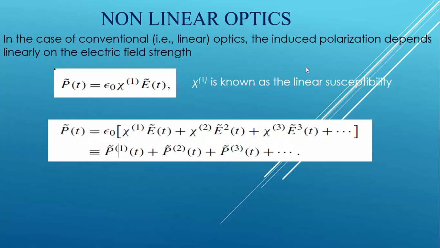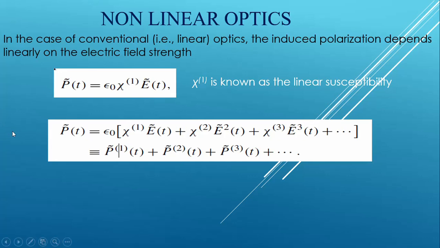That means we have to consider the higher order terms. So this linear behavior of polarization becomes nonlinear. That is the basic idea of nonlinear optics. This epsilon 0 chi1 E of t can be replaced by P1 of t. The second term, that is epsilon 0 chi 2 E square of t, can be replaced by P2 of t.